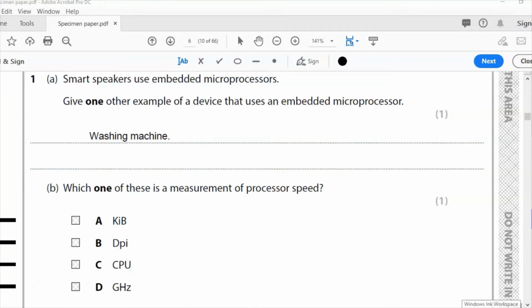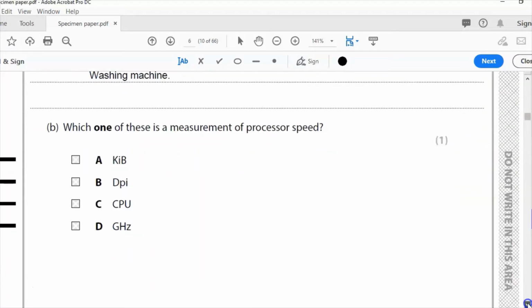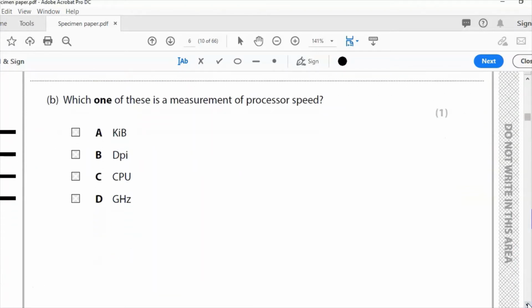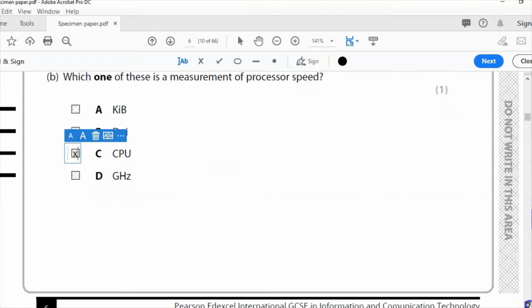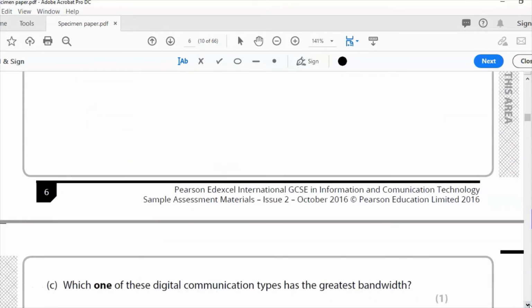B. Which one of these is a measurement of processor speed? Processor is the brain of the computer, the CPU. So how do we measure it? We don't measure it in kilobytes. Don't measure it in dots per inch. We measure it in gigahertz. Cycles per second, gigahertz. So that question is D.